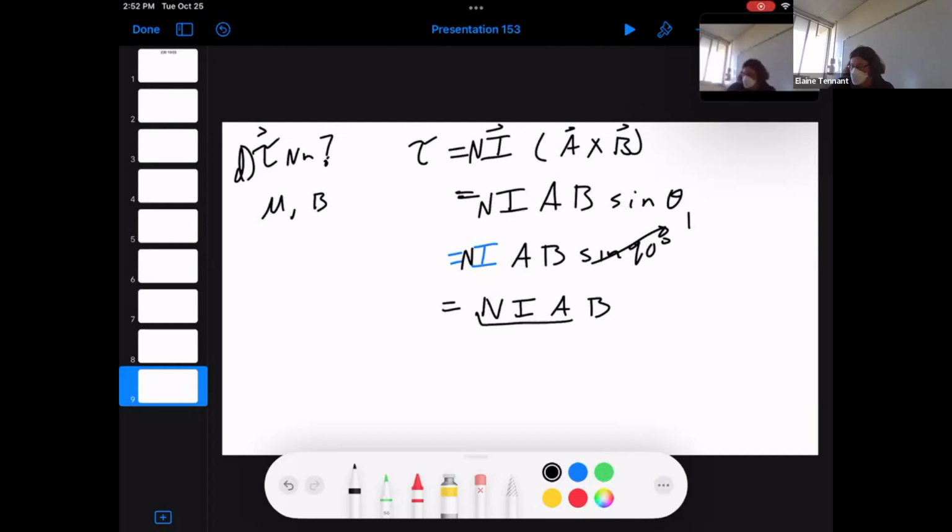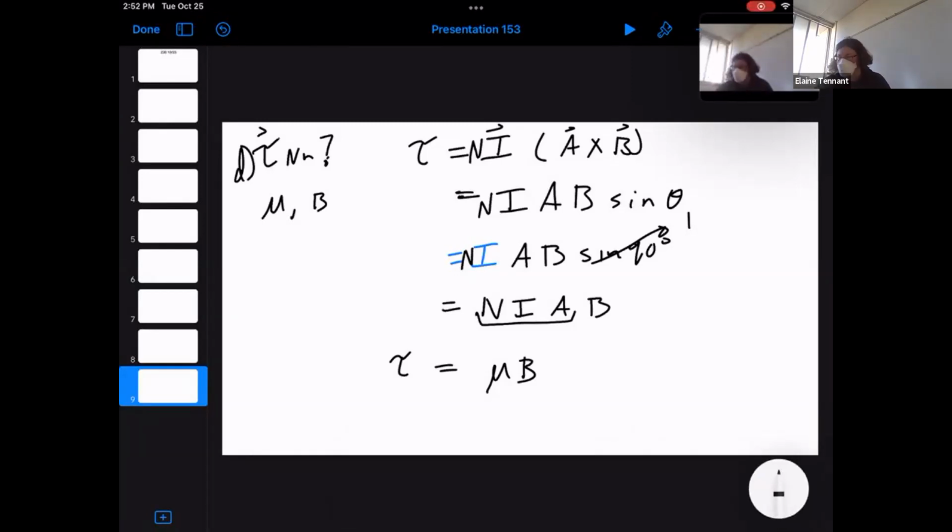Yeah, so this is just the magnetic moment, right? So we can just say mu times B here. Is that okay? Okay, cool. And then you can certainly plug in numbers and do your work there.